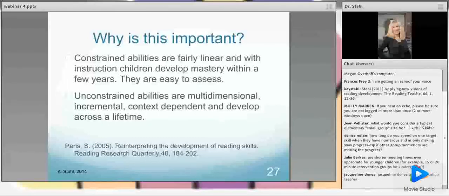Unconstrained abilities are also context dependent. How much support is being provided? What is the purpose for reading this? Am I just reading to find out one little bit of information, or am I reading to really create a whole research project? Unconstrained abilities develop across a lifetime. We are all still learning vocabulary, incrementally, even words that we know. With each context that we are exposed to that word, we are learning more ways to use it, and our comfort level with it is increasing.